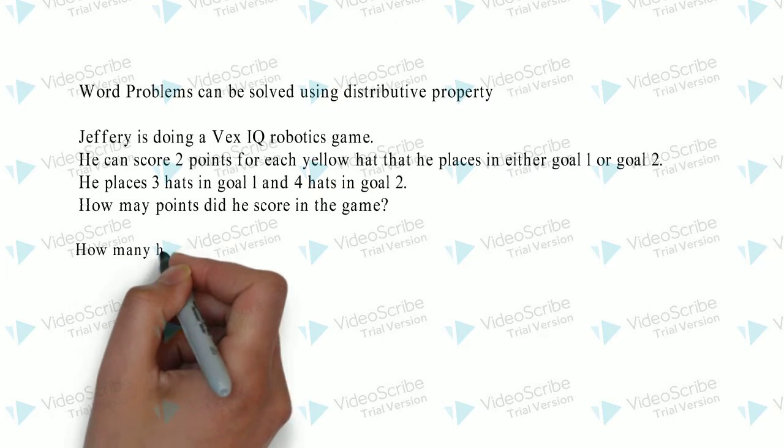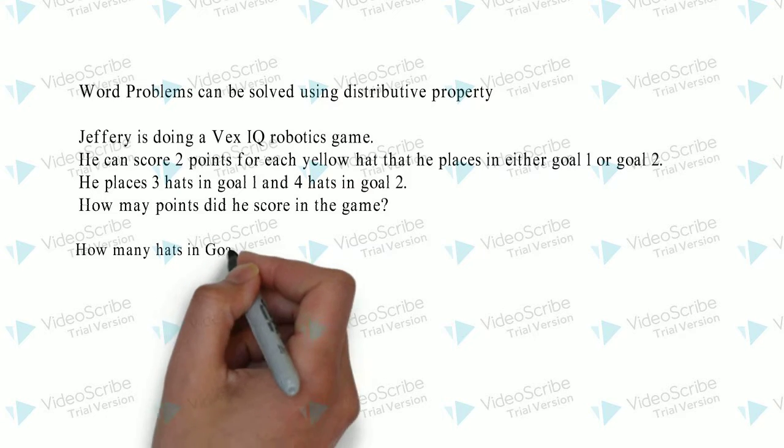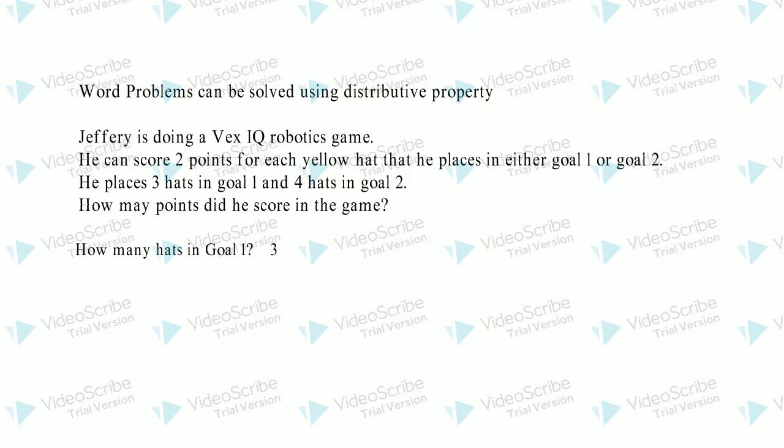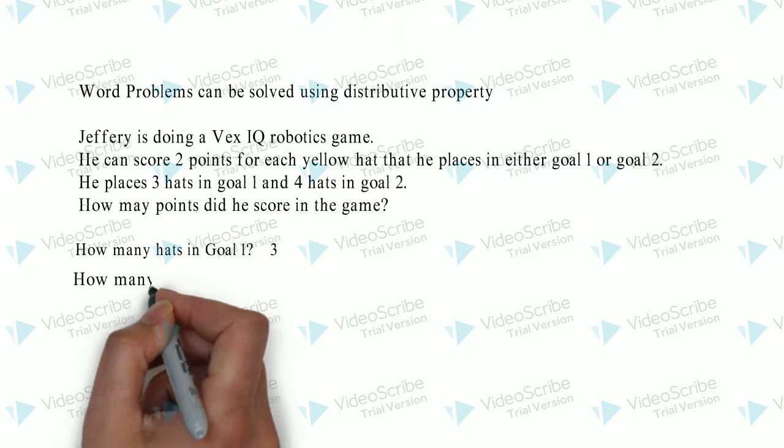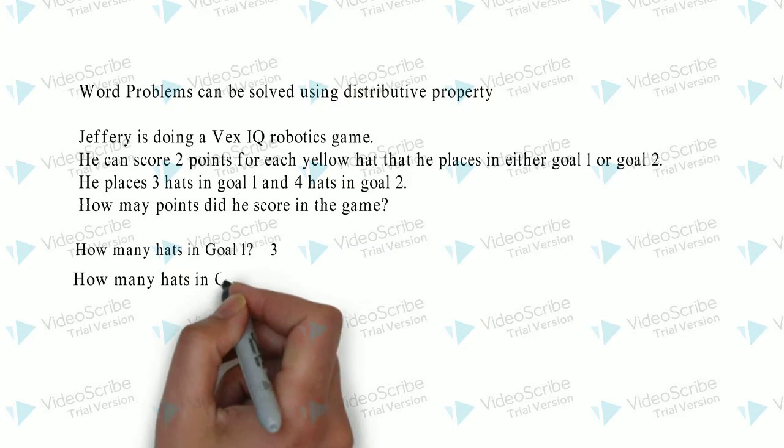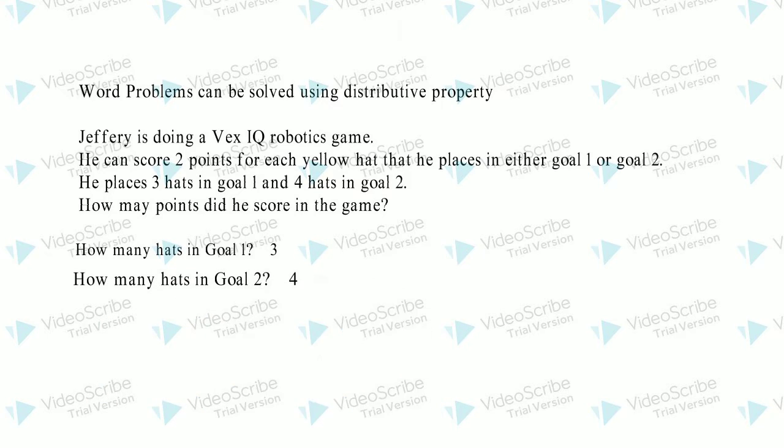Let's get the information down. How many hats in goal 1? He has 3 hats in goal 1. And how many hats in goal 2? He has 4 hats in goal 2. So in total he has 3 plus 4 hats.